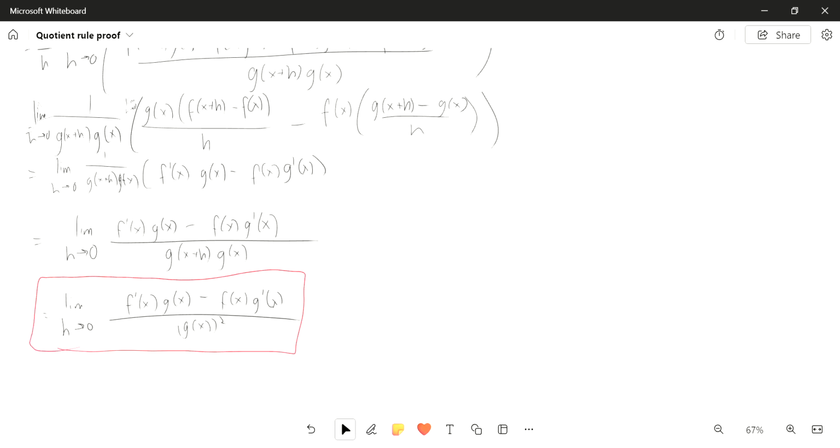This looks a little daunting to read, but how I and most of my friends think of it is they think of the original function as high over low. So for the derivative, they say low d high, and d just means derivative, minus high d low, all over low squared. I think this might be an easier way of remembering the actual quotient rule.